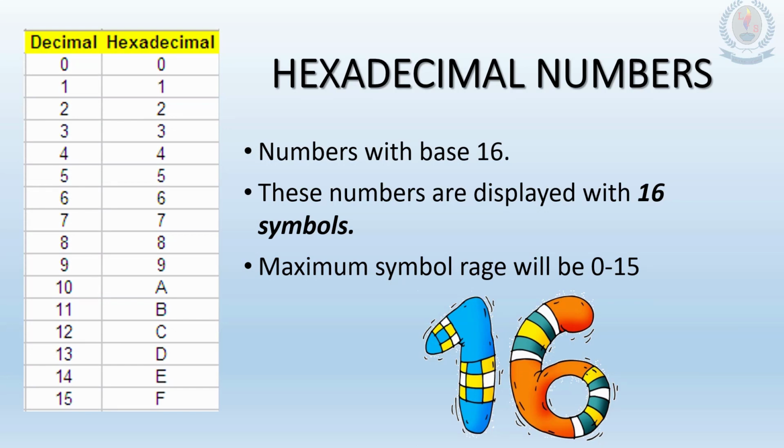This is how it happens. 0 is 0, 1 is 1, up to the number 9, that is the same. But after 9, when it comes to decimal 10, that means A in hexadecimal. When it comes to 11, that is B. After that A, B, C, D, E, F, like that, up to 15.